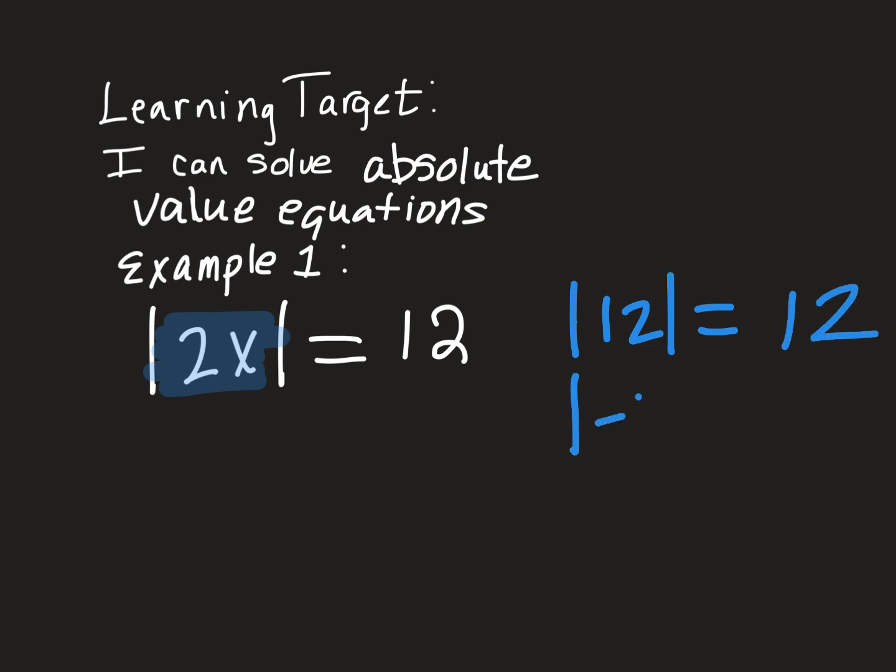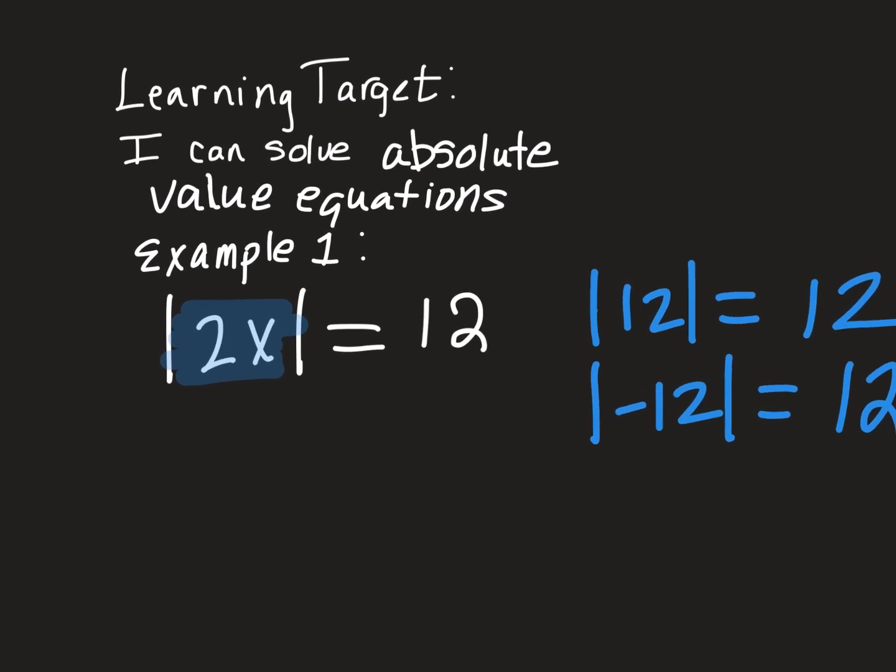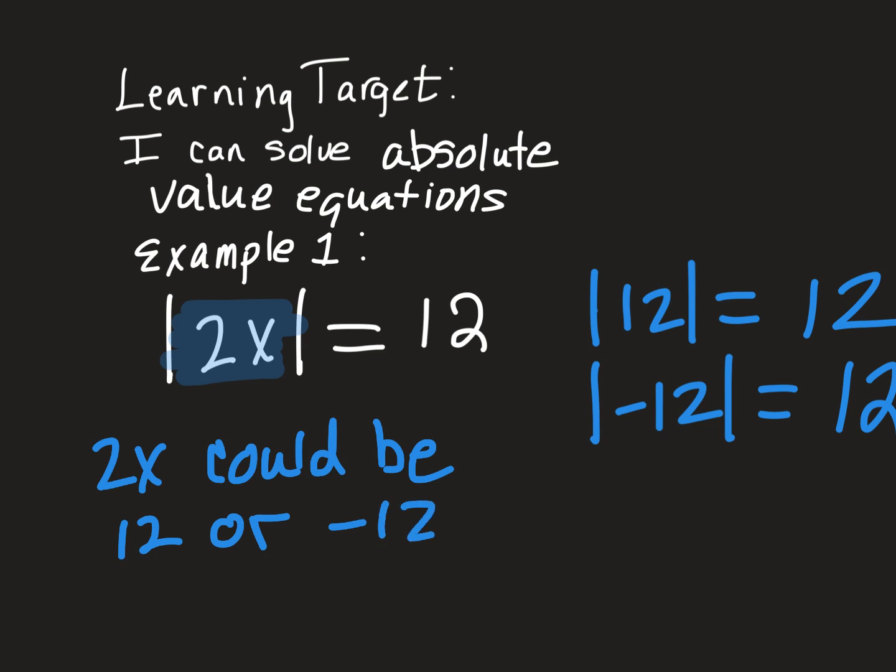12, yep. What's the absolute value of negative 12? 12, okay? So 2x, what's inside that absolute value? Could be 12 or it could be negative 12. Because the absolute value of 12 is 12. The absolute value of negative 12 is also 12. So that means 2x inside of those absolute value bars could have been a positive 12 or it could have been a negative 12, because the absolute value of either one would be a 12, okay?